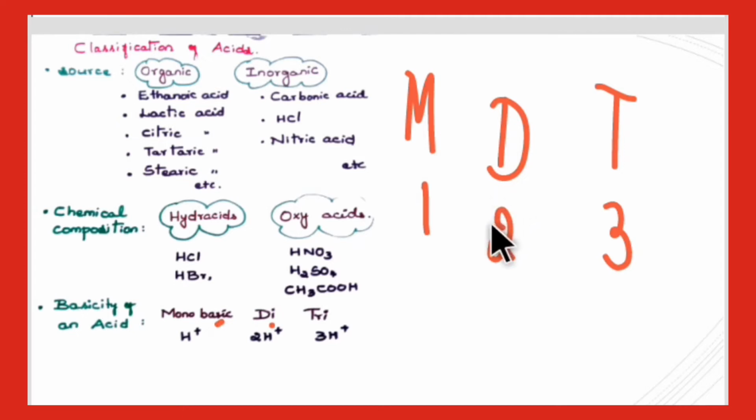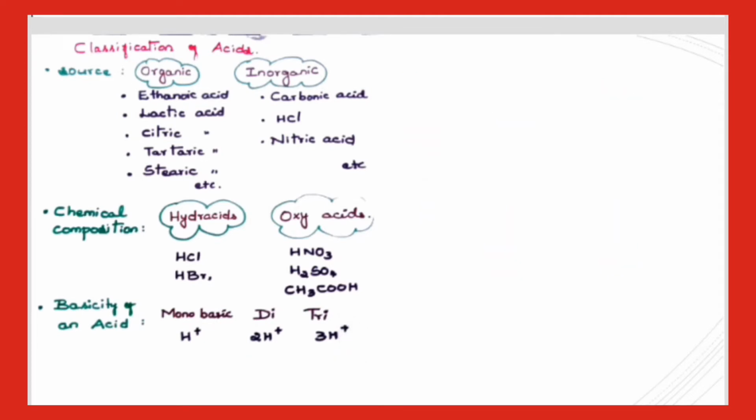The second case, dibasic acids. These are the acids which on complete dissociation give two hydrogen ions per molecule. Or simply, you can say that they contain two replaceable hydrogen ions per molecule. And in case of tribasic acids, they contain three replaceable hydrogen ions, 3H plus. So these are the classifications based on the basicity of the acids. You can give a few examples for this also. Quickly, I'll give one example each.